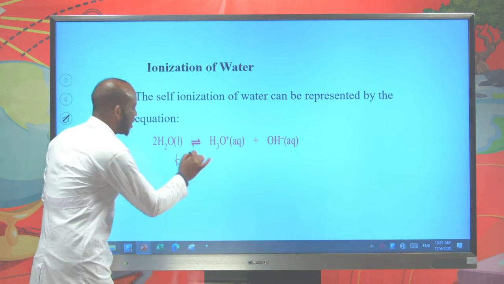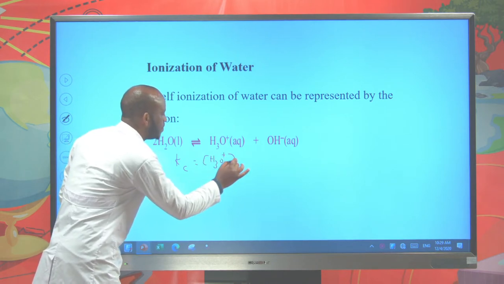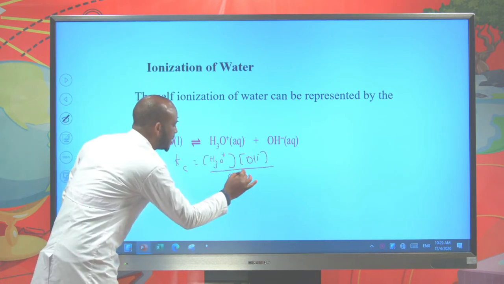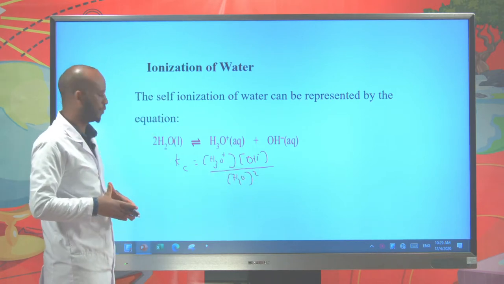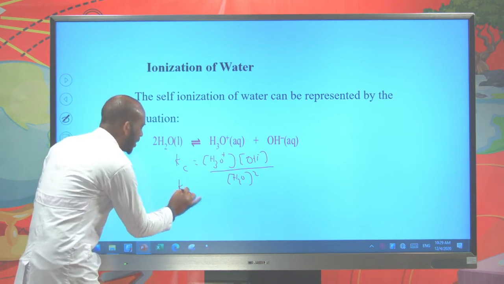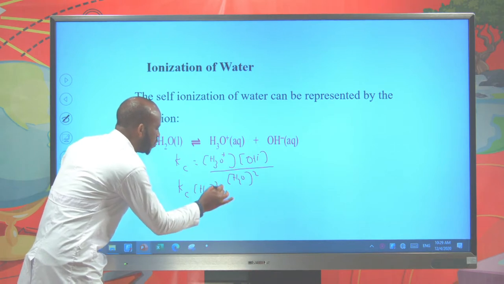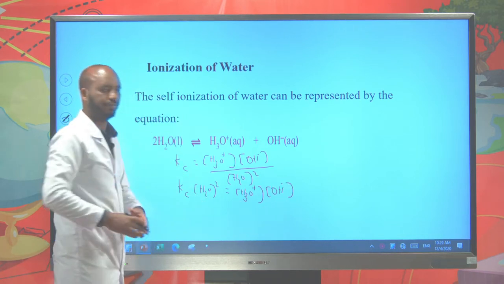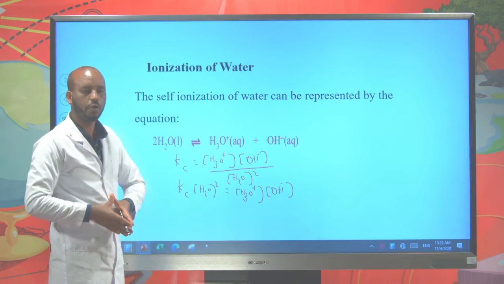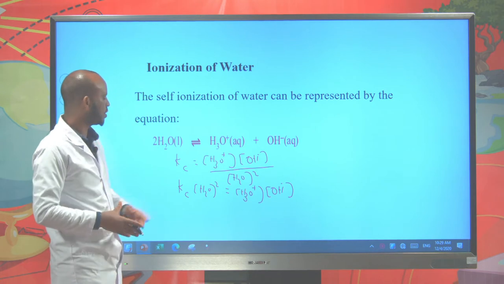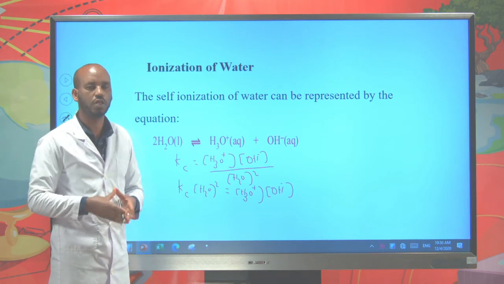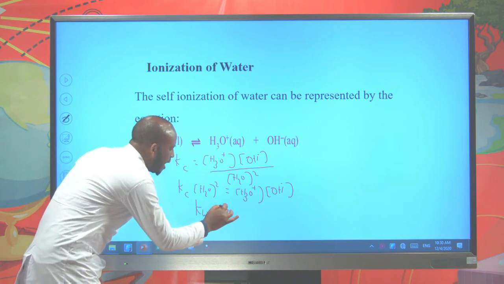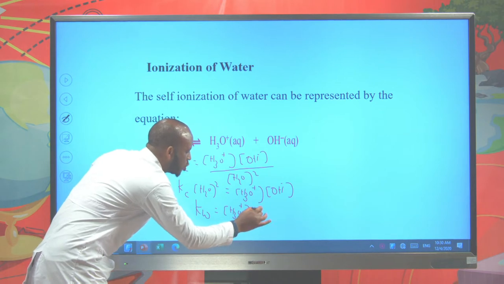Kc equals hydronium ion concentration, H3O plus, times hydroxide ion concentration, divided by water concentration, H2O, to the power 2. We can write this as Kc, the equilibrium constant, times the concentration of water to the power 2, equals H3O plus concentration times OH minus concentration. Note that Kc is a constant. Therefore, constant times constant gives you another constant, which is known as the ion product of water, K water, equal to H3O plus times OH minus.